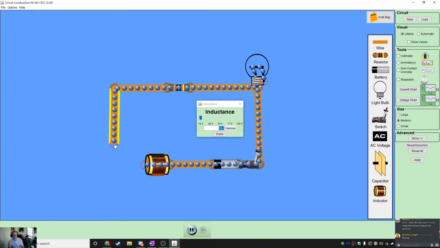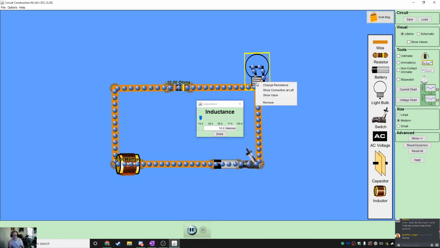We definitely don't have any 10 Henry inductors at the school, I'll say that much. All right, switch is open, right? Okay, let's put this down to 10 henries. What's the resistance of the light bulb? 10 ohms, okay. So the total resistance in the circuit would just be 20 ohms, right? Because these are in series with each other. And 10 henries, okay, we'll see how this works.